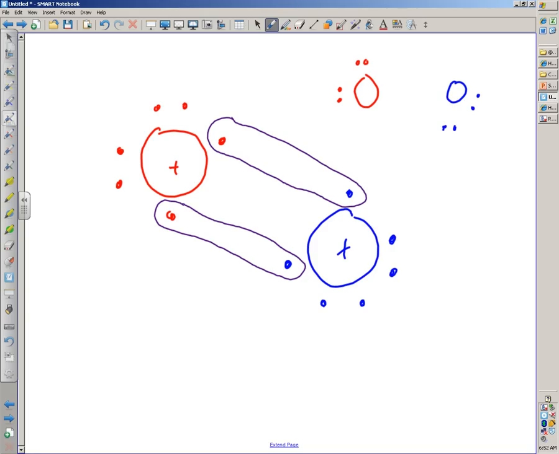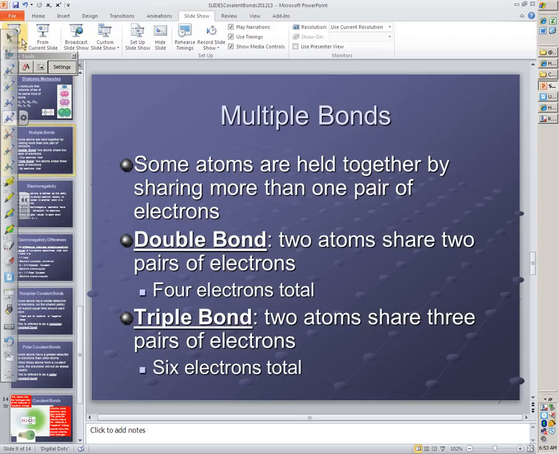We said that we could use the line to represent a pair of shared electrons. So here's a line connecting these 2 oxygens, but that's not it. They're not only sharing 2 electrons, they're sharing 4 electrons. And that means there's 2 lines there. We refer to this as a double covalent bond, which is a kind of a multiple covalent bond.